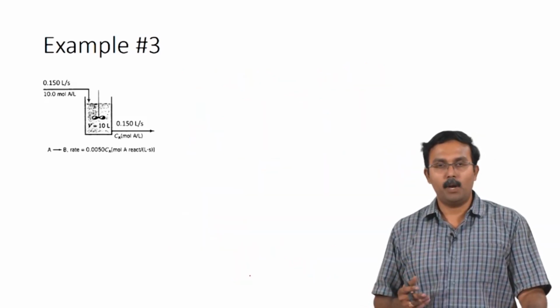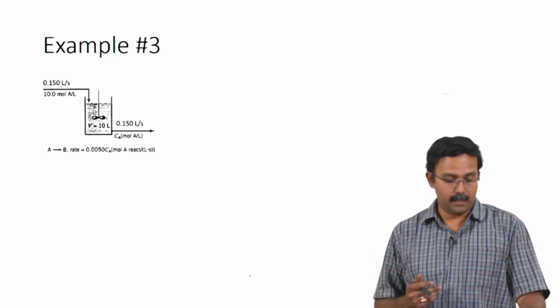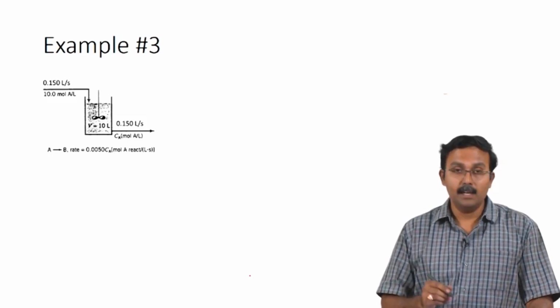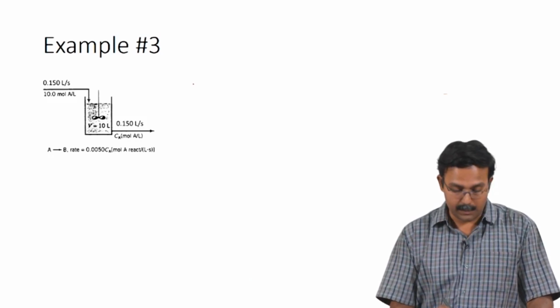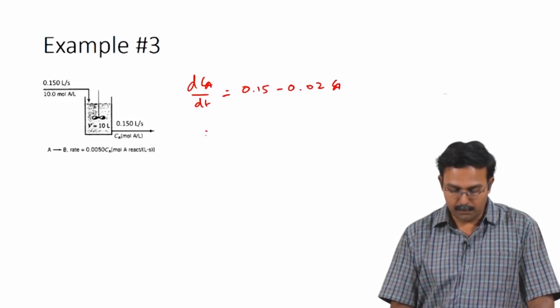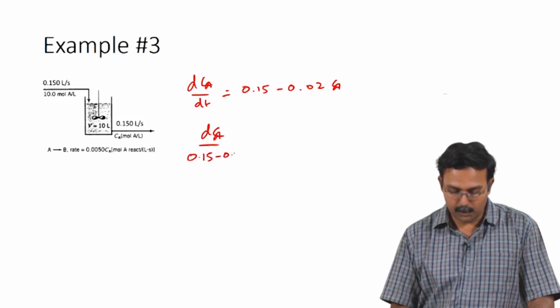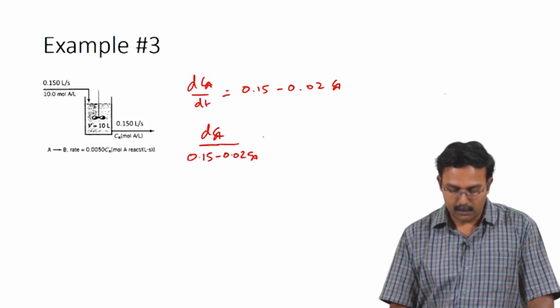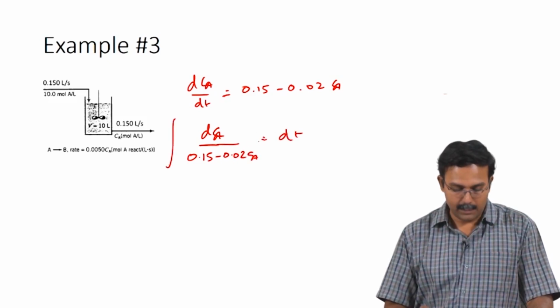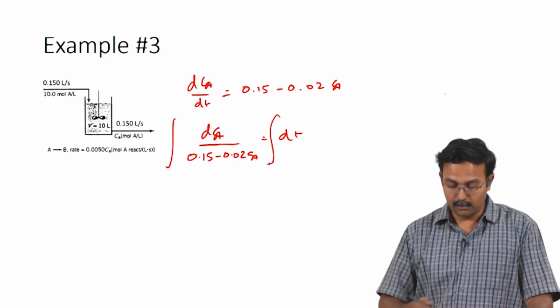For the last part of the problem, we have been asked to write Ca as a function of time. That can be obtained by integrating the differential equation. So, we had dCA/dt equals 0.15 minus 0.02 Ca. So, this would be dCA/(0.15 minus 0.02 Ca) equals dt. Integrating this equation, we would be able to solve for the required correlation.